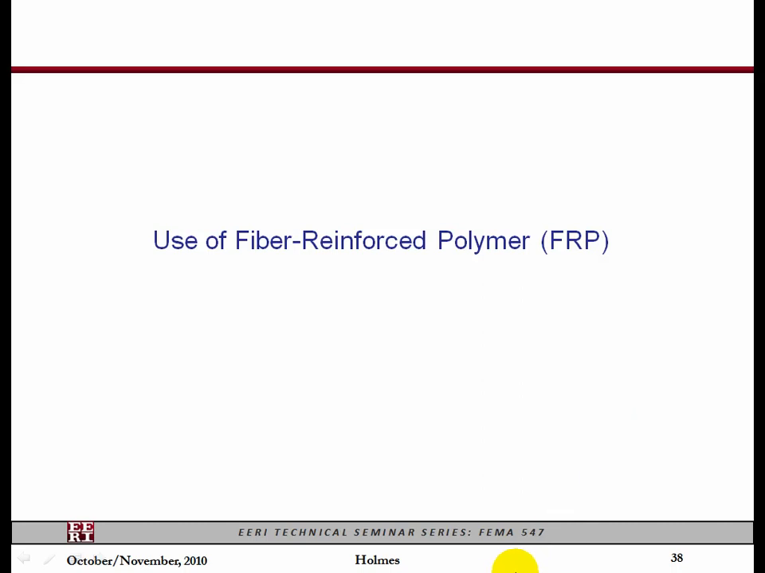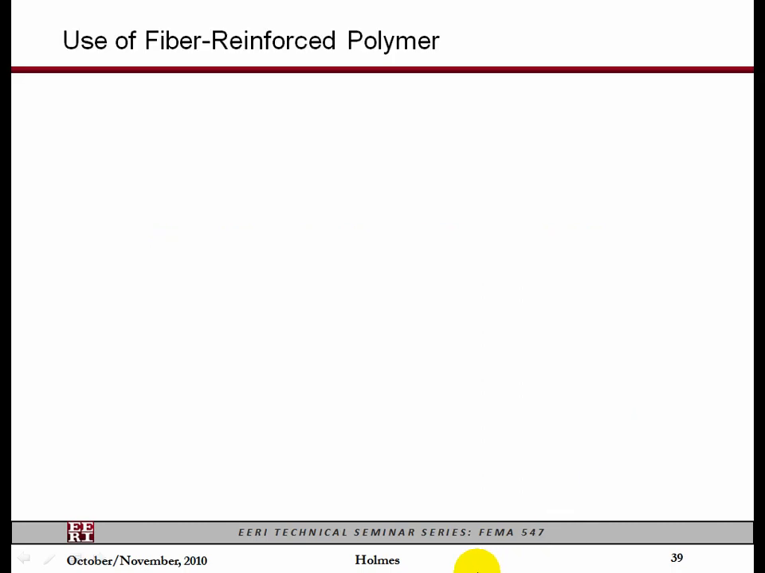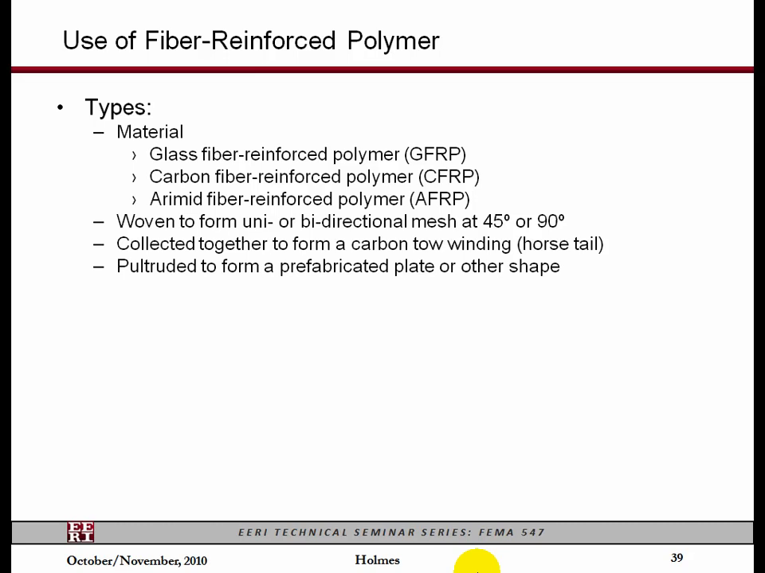Okay, FRP has been a huge amount of research on this material. It seems to be a miracle material for retrofit, and it's got a lot of uses, but you have to be a little bit careful. There are several different kinds of different strengths. The glass fiber, they're all very strong, but this is the weakest, so to speak. And carbon and aramid become stronger and stronger. It's basically a thread that's woven to form a bidirectional mesh.